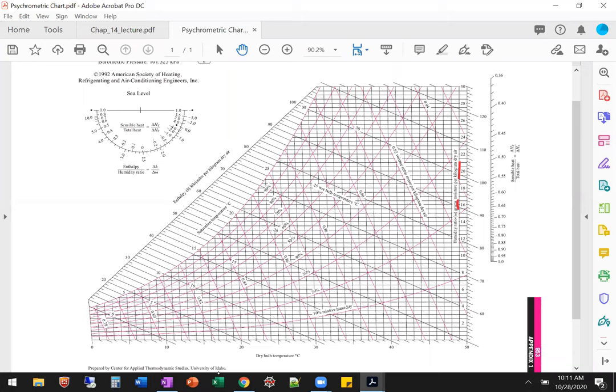Here's specific volume. So basically, if you needed density, right? If you wanted a velocity or rho V A, right? Mass flow rate equation. And you need density to get velocity and area or something like that. Here is that specific volume of the dry air. So here, you see these sloping lines right here.